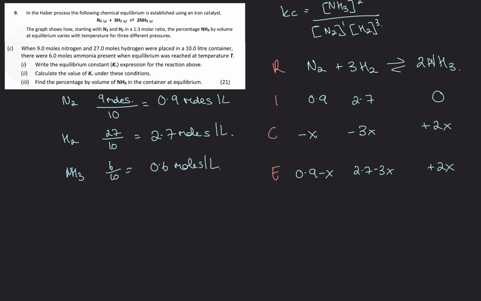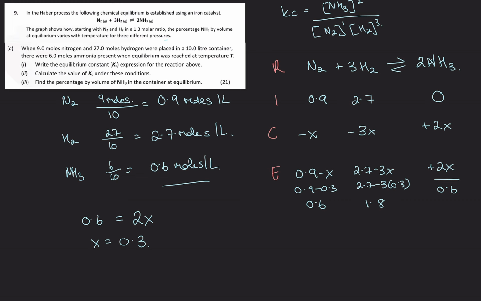So we know how much ammonia was produced at equilibrium. It's 0.6. So let's go with 0.6. The concentration at equilibrium equals the 2x, because that is the concentration at equilibrium. And then you can work out x to be 0.3. Okay, so that means this is 0.6, 0.9 minus 0.3 is 0.6, 2.7 minus 3 times 0.3 is 1.8. And you have all the concentrations now at equilibrium.